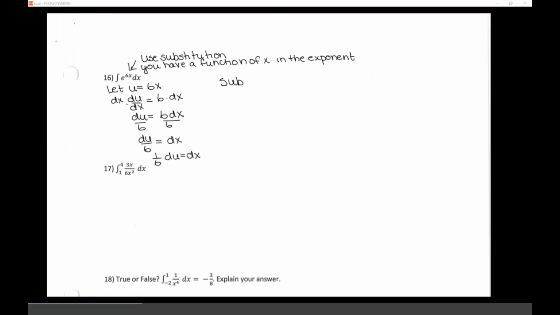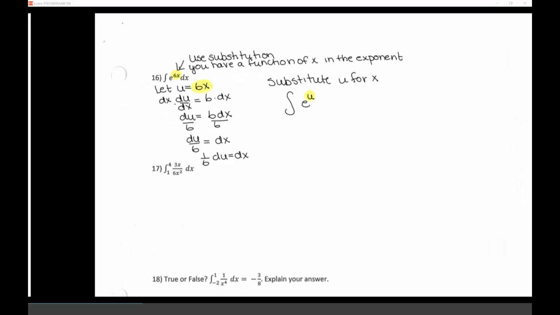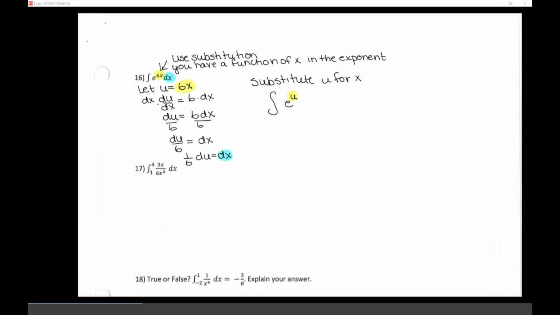Now I can do the substitution. I have the integral of e to the u. Now take a look, here's what I did. I said u is 6x, so now I have e to the u. And I also said 1/6 du equals dx, so I'm going to write that as 1/6 du. So there's the substitution part. Everybody good so far?